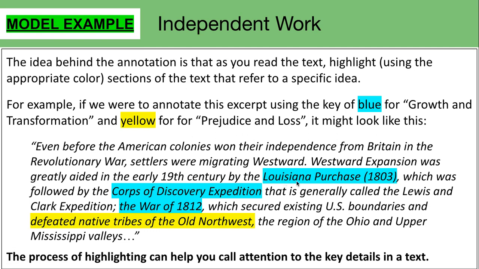As you can see, in the blue, you see examples of growth and transformation talking about the Louisiana Purchase and the growth of the country following this purchasing of land, as well as the War of 1812. In yellow, you can see that in the text, defeated native tribes of the Old Northwest has been highlighted, thinking about the idea of prejudice and loss. This process of highlighting can help you call attention to the key details in a text.